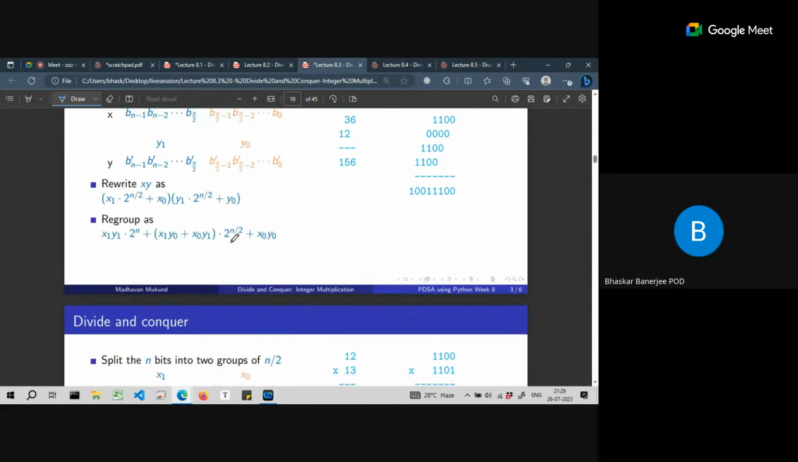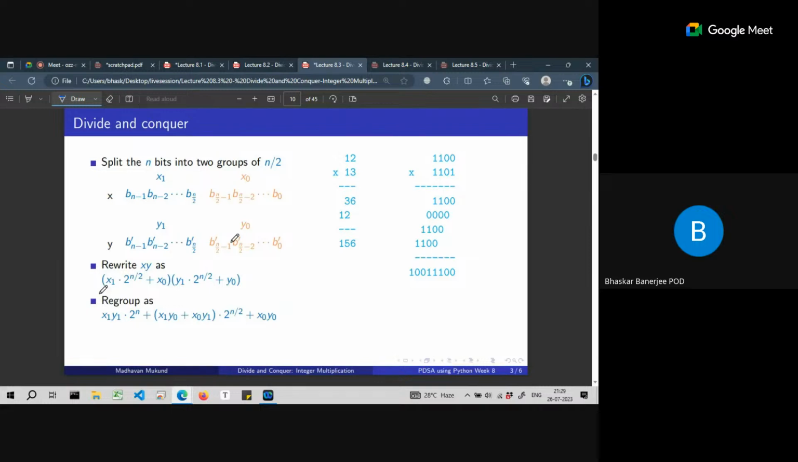It's a simple trick. I am rewriting x, because I need to find x into y, right? That's what I need. So what I'm doing over here is rewriting x as x1 into 2 to the power n by 2 plus x0. This is equal to x. Anyone has doubt in that? Why is it equal to x? x0 is the lower half of x, and x1 is the upper half of x. Any doubt in this? How it is x?